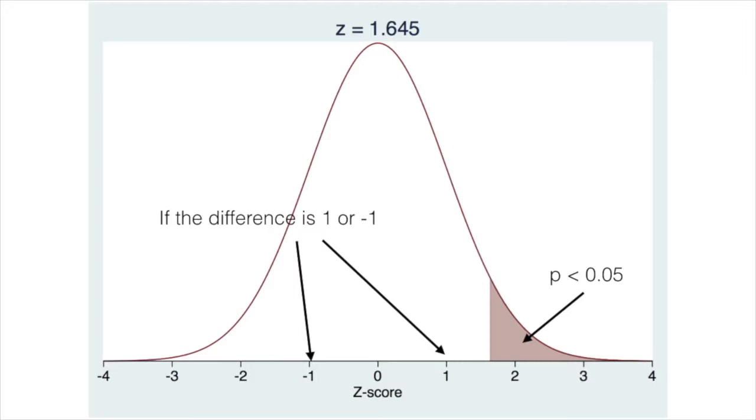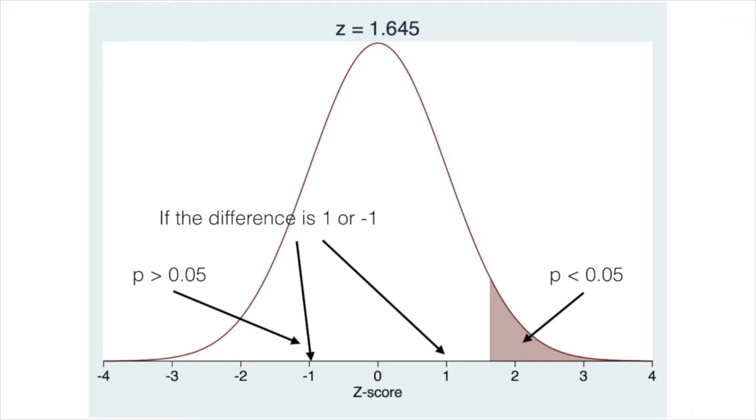But what if we find a difference of 1 or a difference of -1? Well, then we're going to say that randomness is a good explanation. We're going to find differences of 1 or -1 60% of the time, 40% of the time, 30% of the time, 20% of the time, 10% of the time, but often enough that we can't reject the null hypothesis. This doesn't mean that there isn't a difference between cognitive behavioral therapy and usual care. It just might mean that we don't have a large enough sample size.